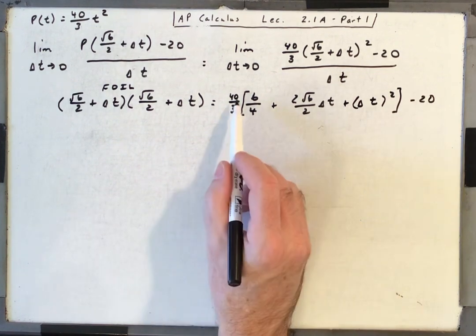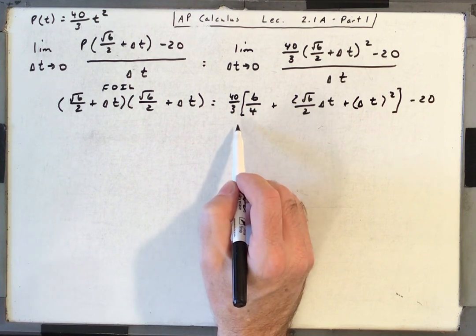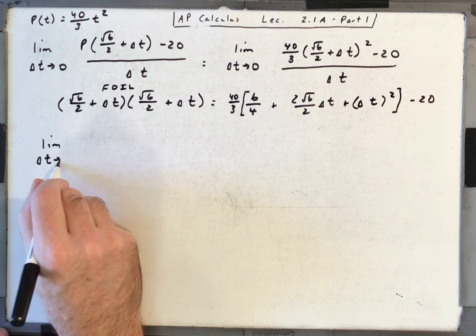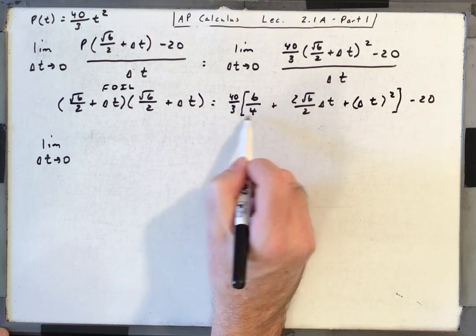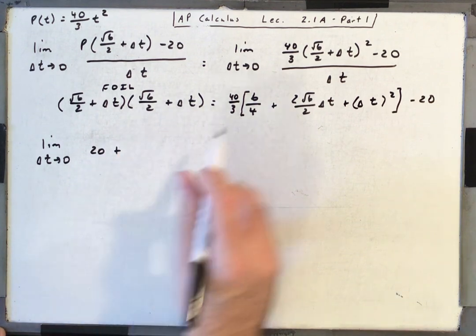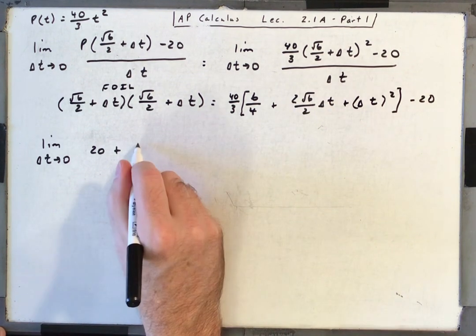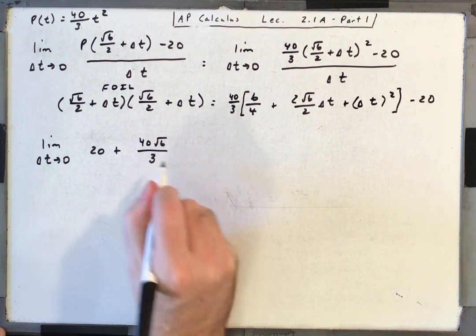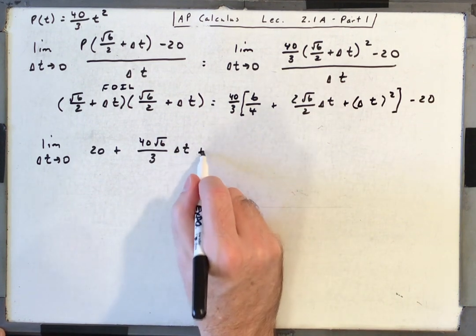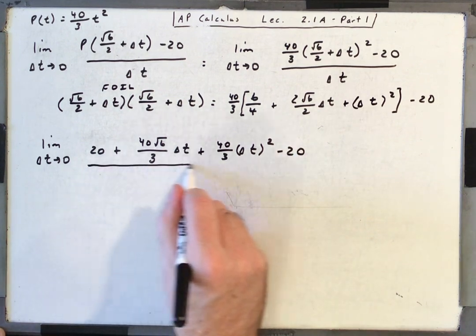Now let's distribute the 40 over 3. So 40 over 3 times 6 over 4 is just 20. Okay, so we have the limit as delta t approaches 0. You can put that in your calculator: 40 times 6 over 3 times 4. That's 20. Plus 40 over 3 times 2 root 6 over 2 is going to be 40 times root 6 over 3, because the 2 over 2 cancels. So 40 times root 6 over 3 times delta t. Can't forget that. And then we have 40 over 3 times delta t squared, minus 20, over delta t.